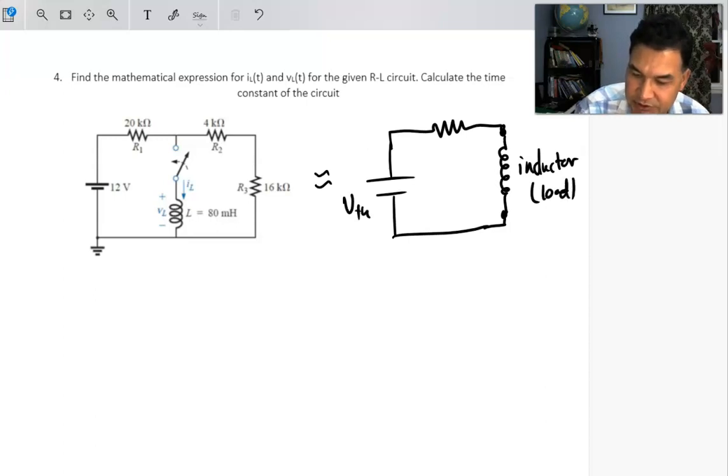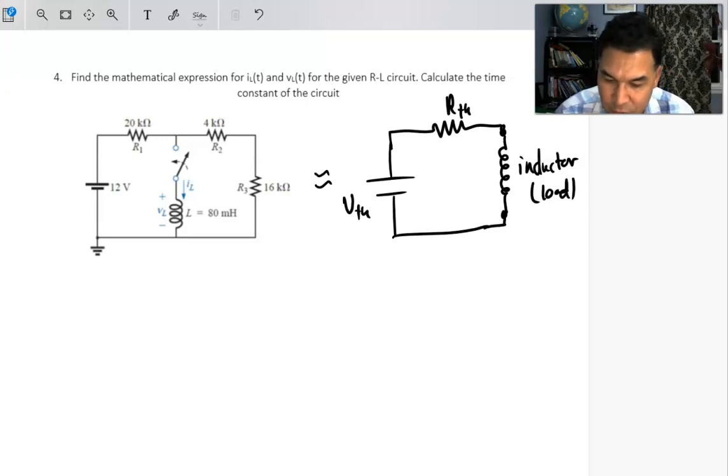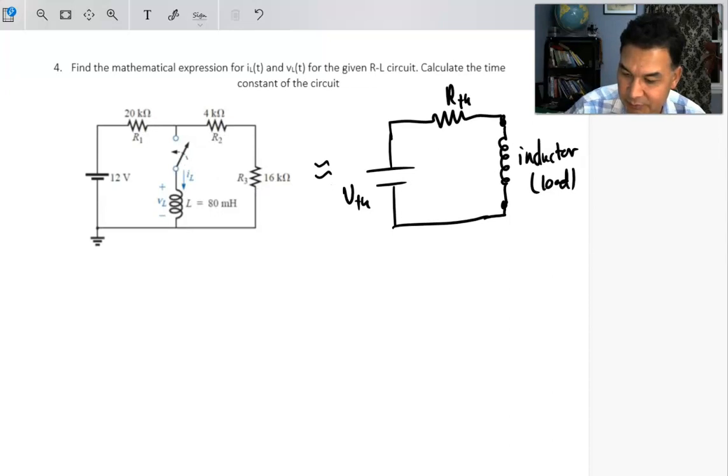So this is your VTH and this is your RTH. That's what you first need to find. For this given circuit with the load removed, which is your inductor, you first need to find the equivalent Thevenin's voltage and the equivalent Thevenin's resistance. Then you put the inductor as a load, and the current through the inductor starts increasing, charging exponentially over time, and then you can find the voltage across the inductor and current through the inductor.